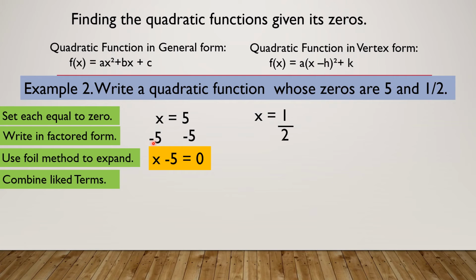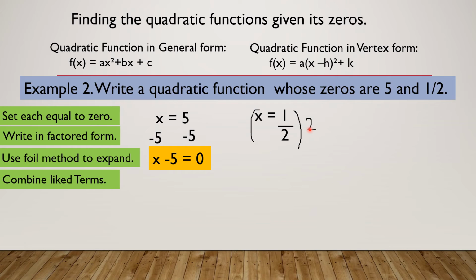Copy mo lang x minus 5. And then this is 5 minus 5, that is 0. Now, what about here? In this case, multiply mo siya or both sides of the equation by 2. Okay? That is multiplication property of equality.